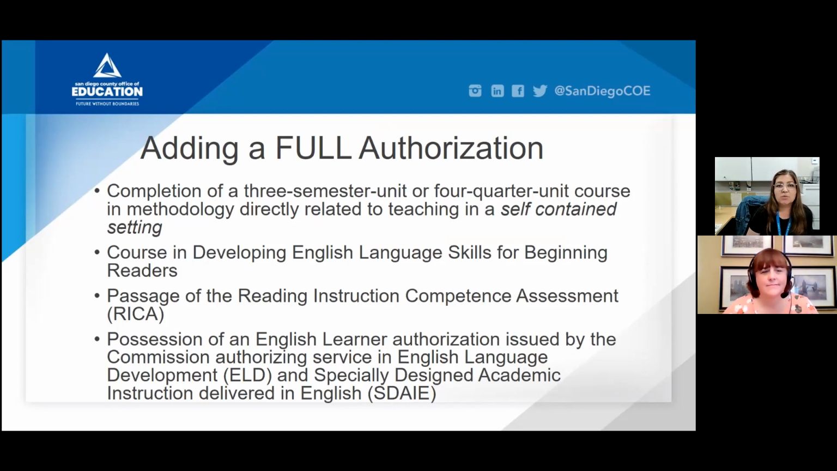In addition, you would need a 3-semester unit or 4-quarter unit course in methodology for a self-contained setting. And you would also need the Developing English Language Skills course. You would need to pass an exam called RICA, Reading Instruction Competence Assessment. And you would also need to already hold your English learner authorization in order to go this route.